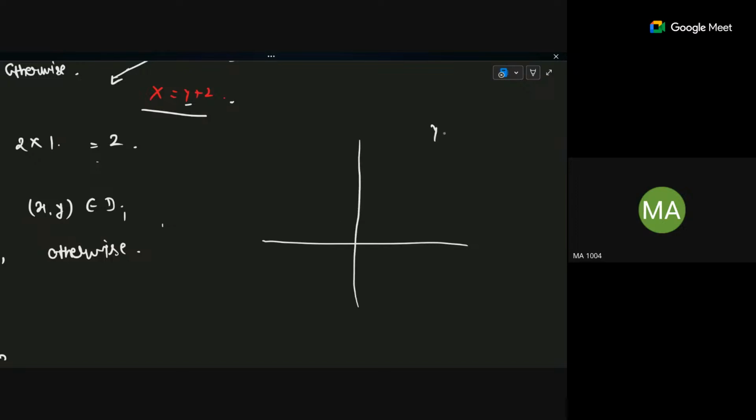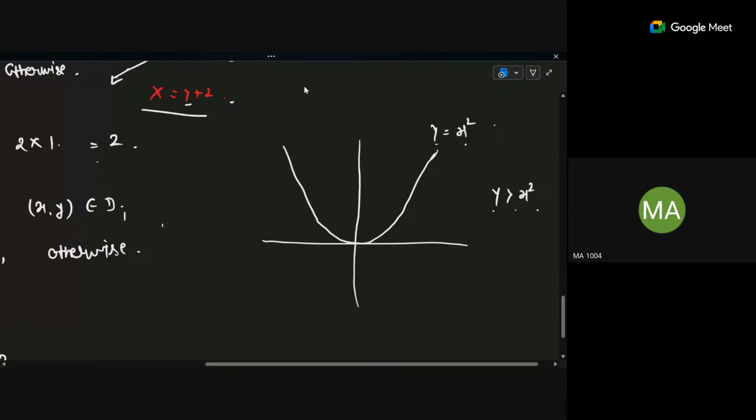Y is equal to x square, okay? We are drawing that. So this might be your region, something like this. Now if I ask you what is the region y greater than x square, what will you do? This line is plotting y is equal to x square. We are interested to find out which region will give you y greater than x square. How will you proceed? You just check.